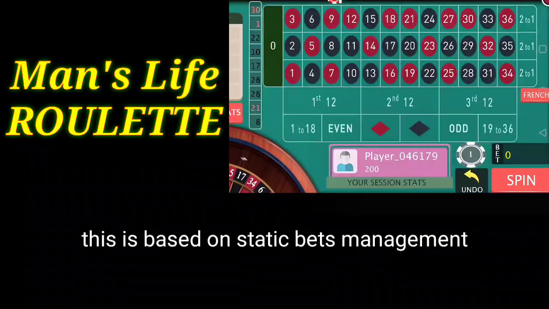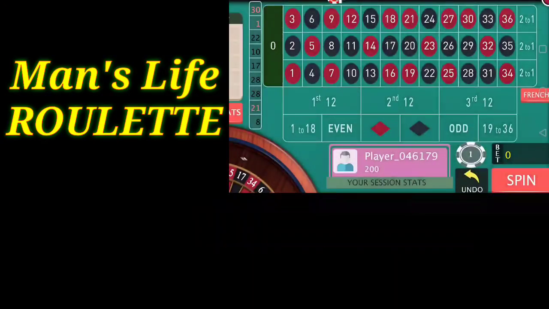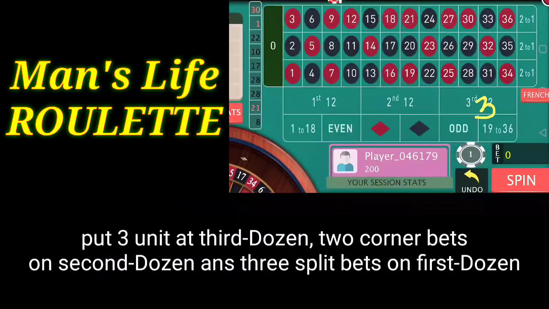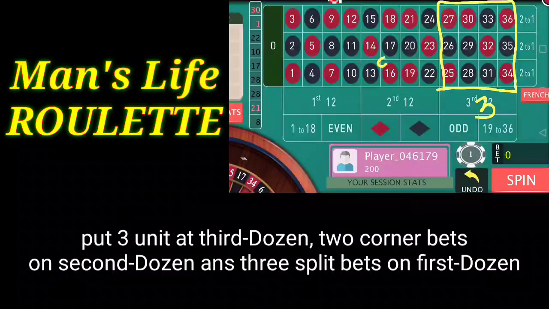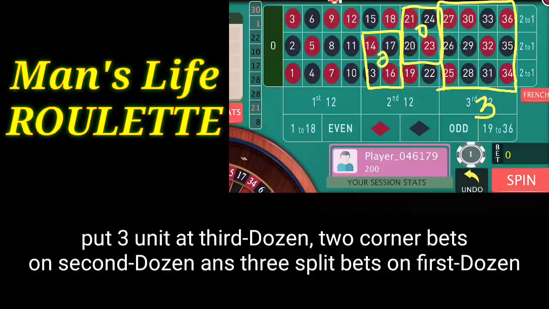We are going to play some static bets, and the strategy is that you have to put 3 units at the third dozen, which will cover these 12 numbers, and 2 corners. Basically these are 2 corners which will cover 4 numbers here and 4 numbers here, and also 3 split bets at these 3 positions which will cover these 6 numbers.